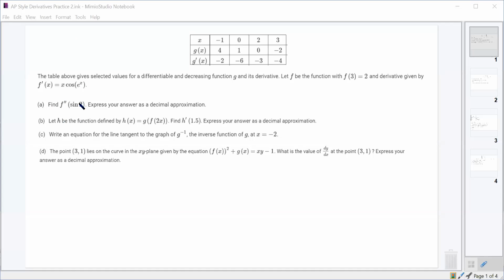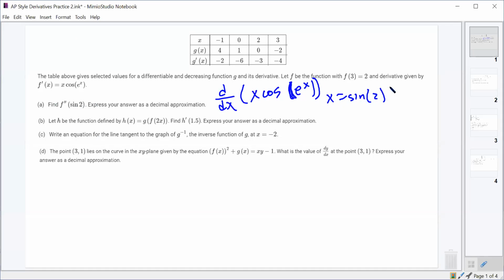So first thing it asks us to do is to find f double prime evaluated at the sine of 2. So we know that f double prime evaluated at the sine of 2 should be the derivative of x cosine e to the x evaluated at x equals the sine of 2. Right? And so if you were doing this problem on the AP test, you'd want to write that out, and then you'd want to just let your calculator evaluate that value.